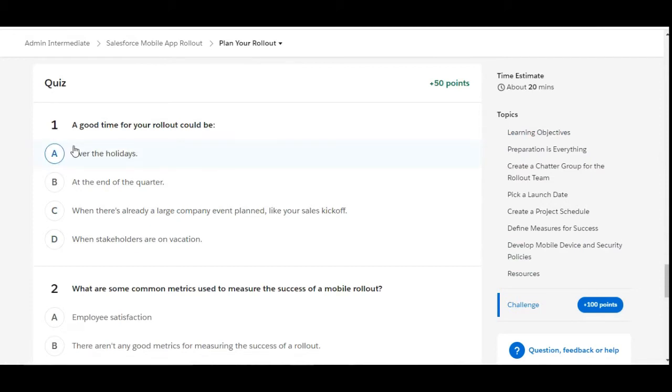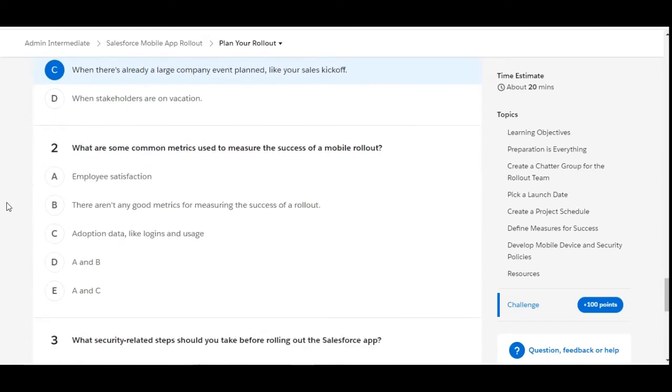A good time for your rollout could be over the holidays. This is false. At the end of the quarter. This is also false. When there is already a large company event planned, like your sales kickoff. So this is the right answer for the first question. Let's check the second one.